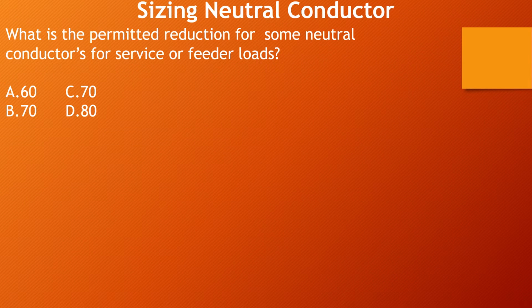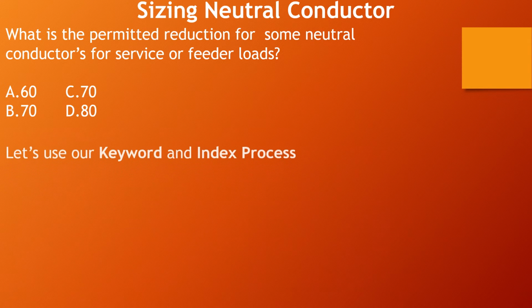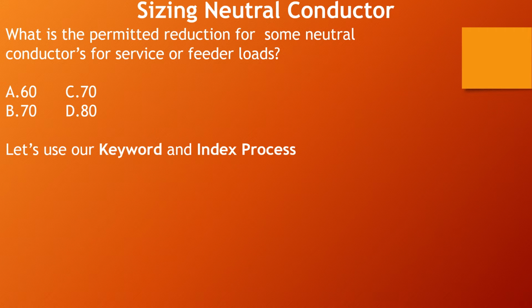What is the permitted reduction for some neutral conductors for service or feeder loads? So it's asking about neutral conductors, and it's going to be about services or feeders. So let's use our keyword and index process. I would say that the overall theme of this question would be neutral or neutral conductors. So let's try N for neutral in our index. Why don't you pause the video now and see if there is N for neutral in the index.